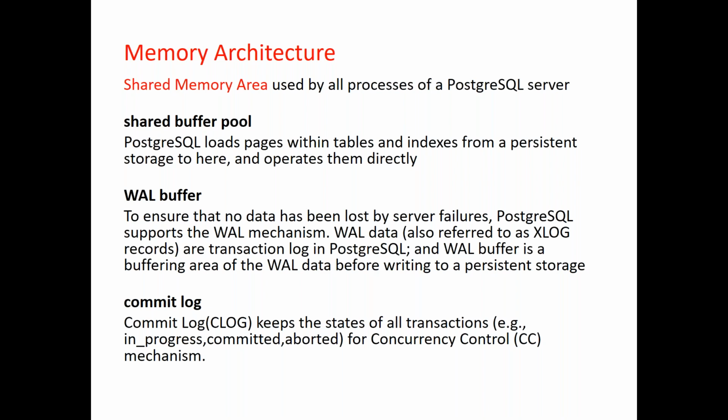But I am also very new to Postgres. I also started from version 9 only. Now it is version 12 actually. So before 9 it was xlog, but now it is known as the WAL area, WAL data, WAL mechanism. Now there is a commit log which keeps the state of all transactions. This is also a small pool within it. It keeps the state of all transactions, whether they are in progress, committed or aborted.